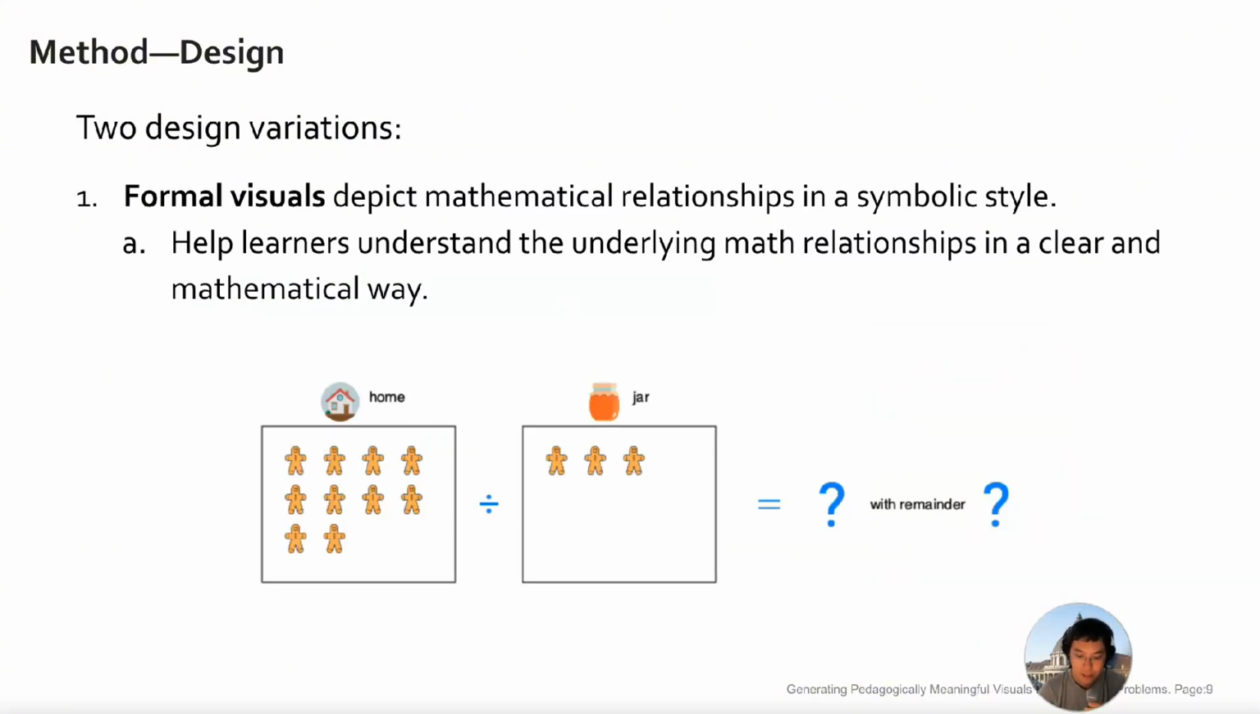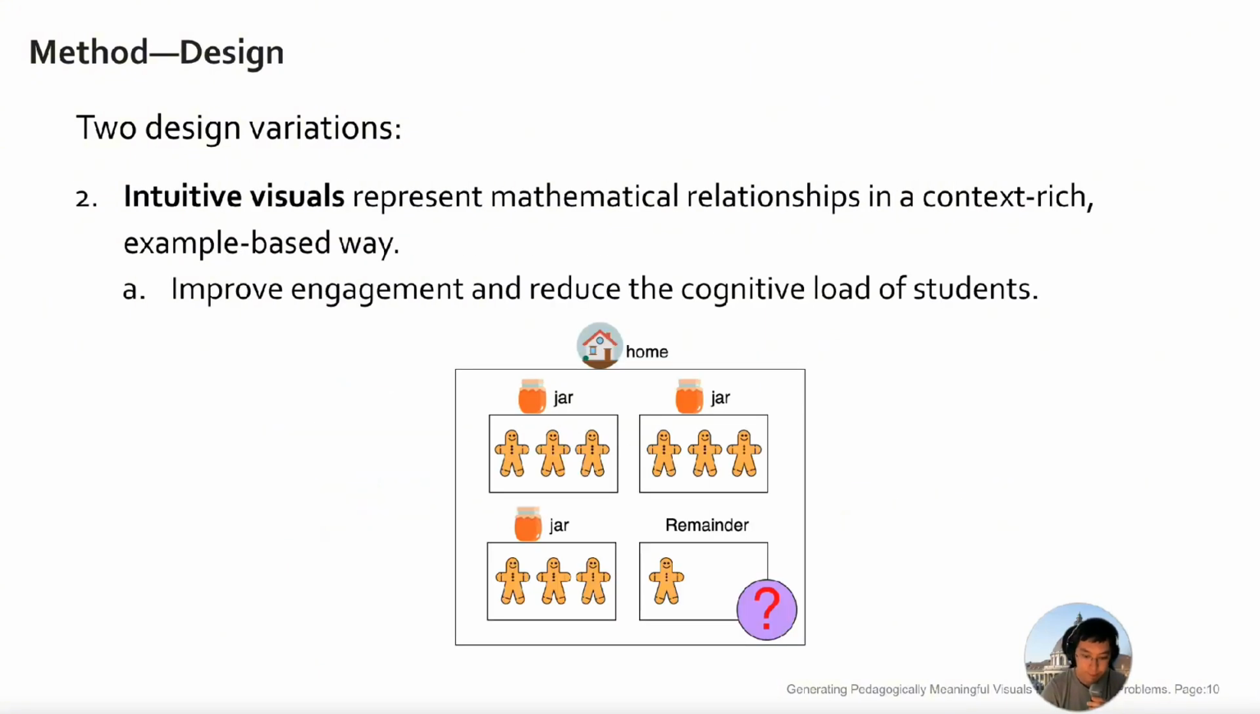After the study, we finalized 2 design variations, namely the formal and the intuitive. The formal visuals depict mathematical relationships in a symbolic style, helping learners understand the underlying math relationships in a clear and mathematical way. The intuitive visuals represent the mathematical relationships in a context-rich, example-based way, improving engagement and reducing cognitive load of students.